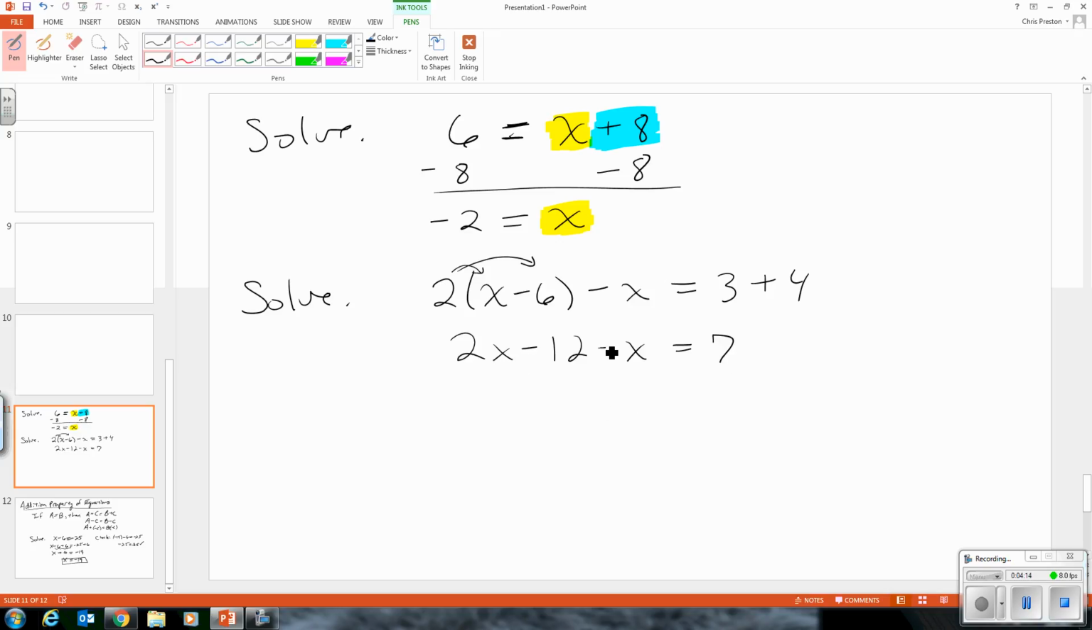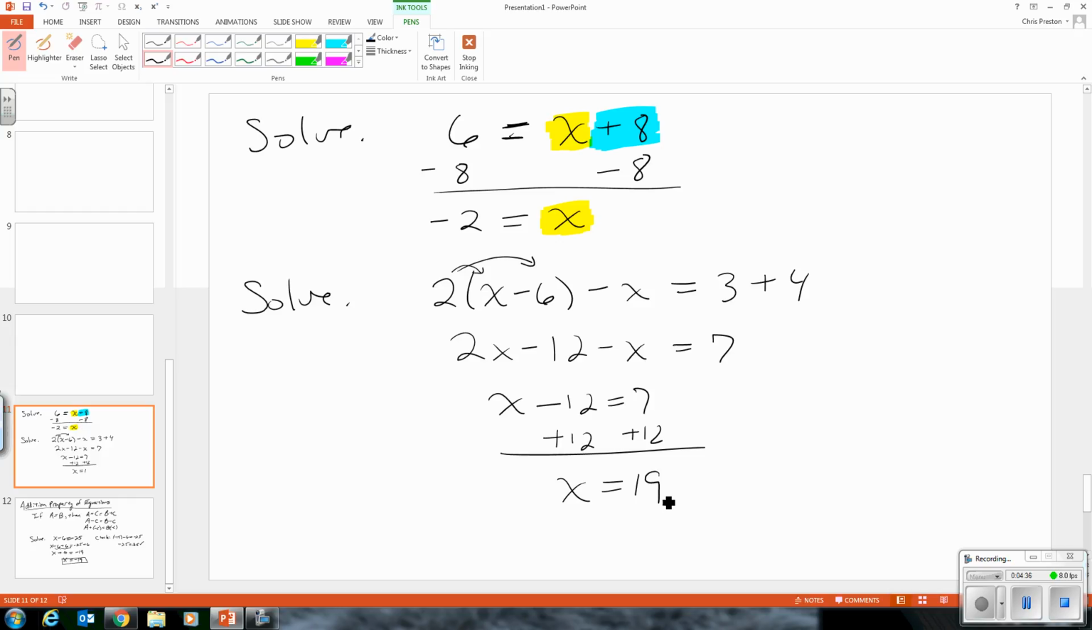And then I'm going to combine like terms. I'm still simplifying here. So I'm going to take 2x minus x. That's going to give me an x. I still have a minus 12 equals 7. And now, again, my focus is on this variable here. So I'm trying to get rid of this negative 12. So I'm going to add 12 to both sides of my equation.